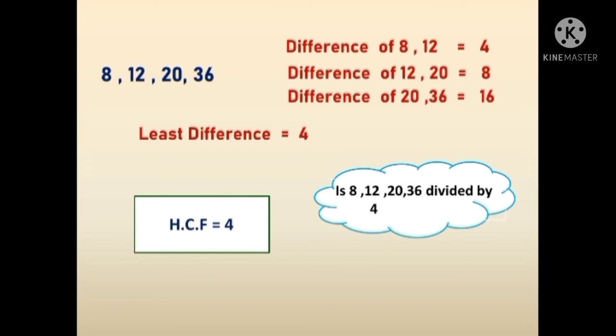Actually, there is no change in method. That is, we have to find whether the given question is divided by the difference exactly. In case of more than 2 numbers, we are going to find the least difference. Then we are going to find whether the question is divided by the least difference exactly. Let us solve one more problem in this category, so we will get a clear idea.